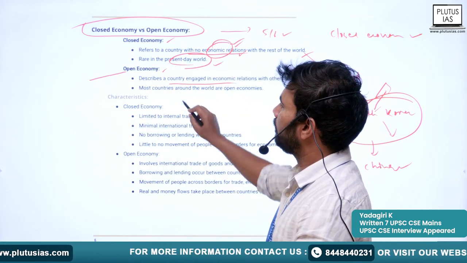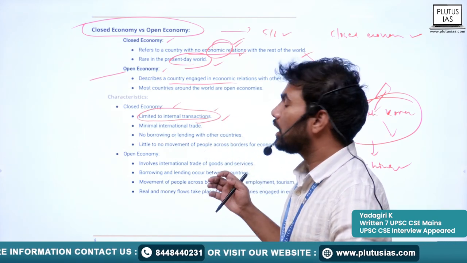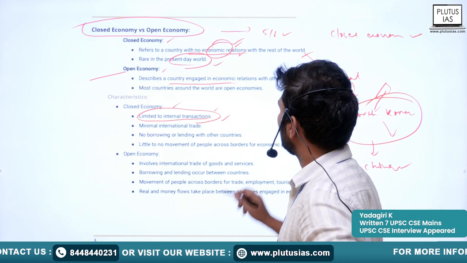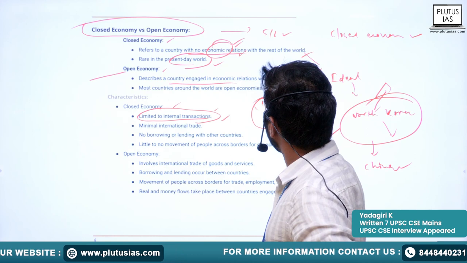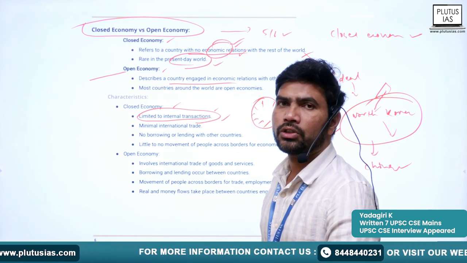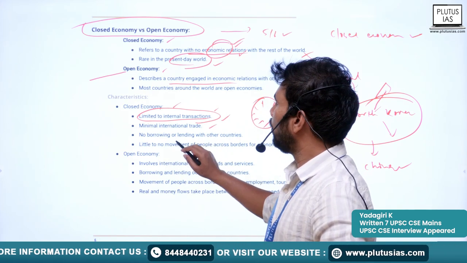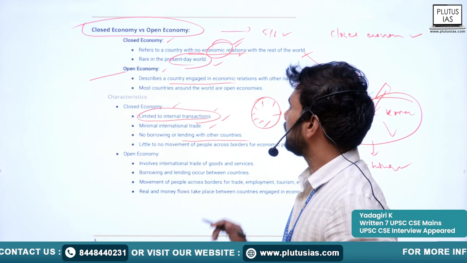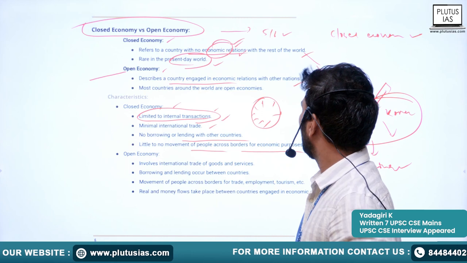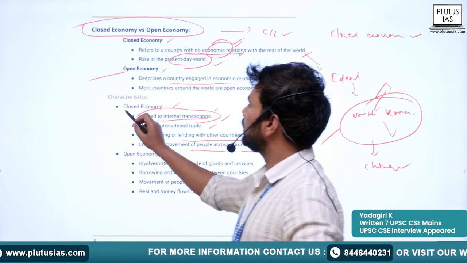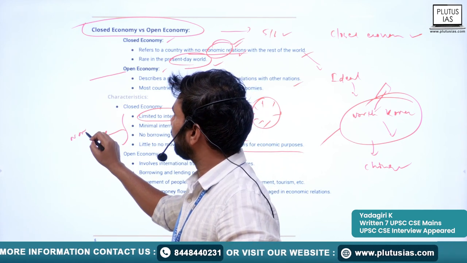Characteristics of the closed economy: limited international transactions, limited to internal transactions. Whatever the needs or demands of the people within the country, they are met by the internal processes only. Minimal international trade is there, right? No borrowing or lending with other countries. Little to no movement of people across borders for economic purposes. These conditions, to a large extent, are fulfilled by North Korea.